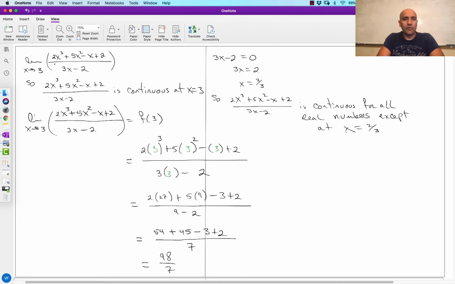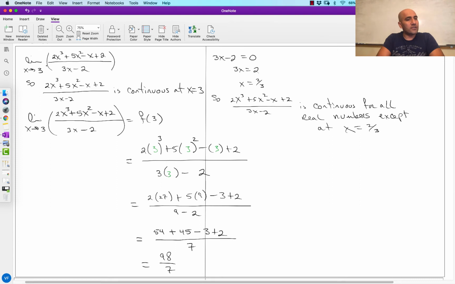Okay, so just to recap, we have the limit as x approaches positive 3 of this rational function, and we're asked to find that. We realize that this is a rational function. We know from our Theorem 5 that all rational functions are continuous on their domain. So if we set the denominator equal to 0 and solve for x, we see that x equals 2/3 is the only potential problem, since it causes a 0 in the denominator. So we can conclude that the rational function is continuous for all real numbers except at x equals 2/3.